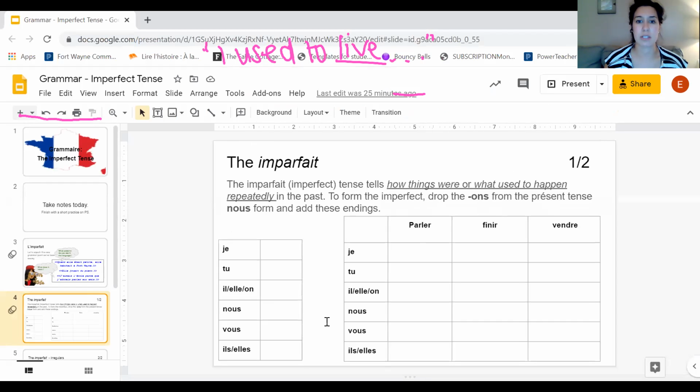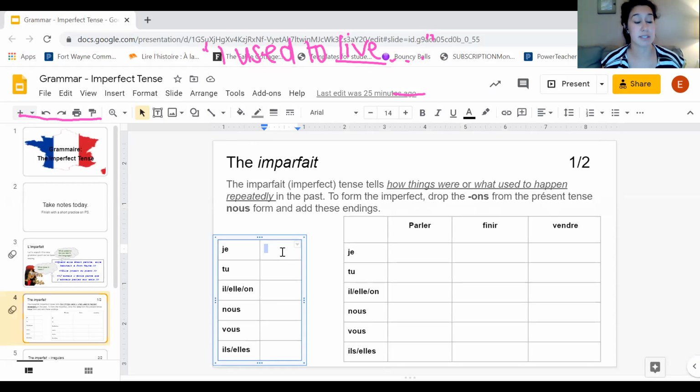Oh my gosh, I just told you the answer. Trying to multitask, it doesn't work. So for je, it is AIS. I'll put a plus sign so you know that that's the ending.